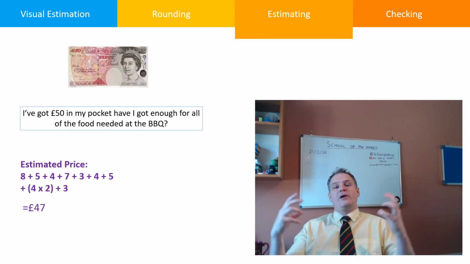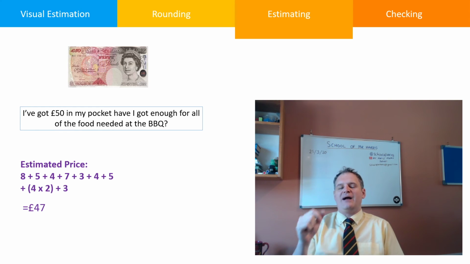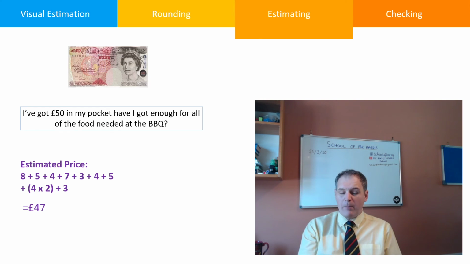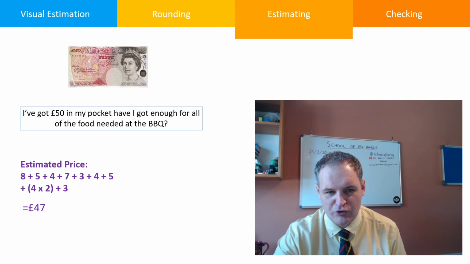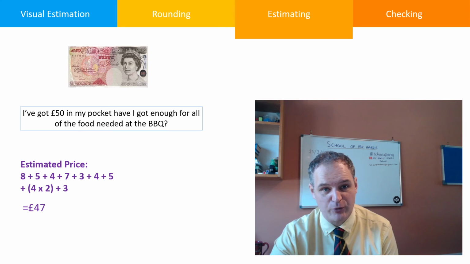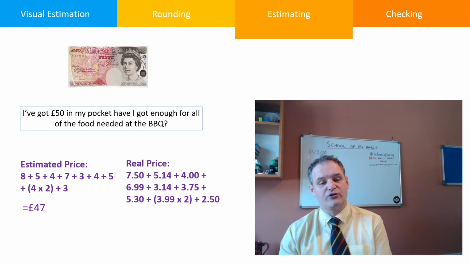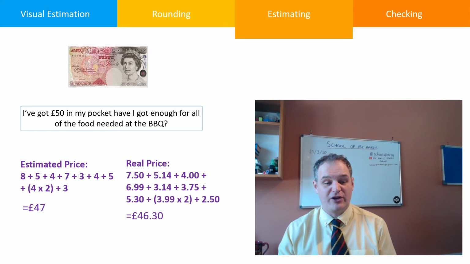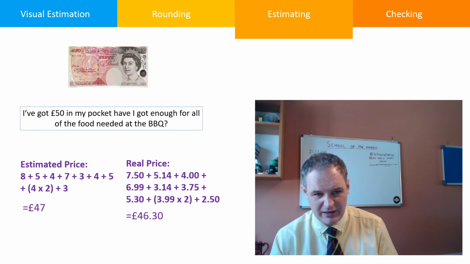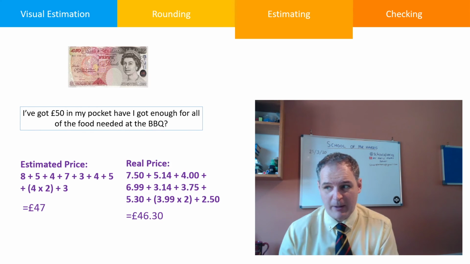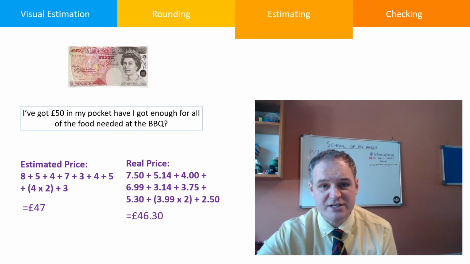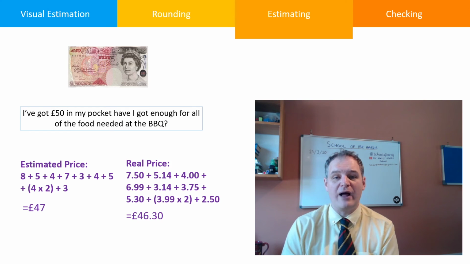So it looks like we probably have, and there's a window of £3 either side that will probably save us. So we probably have got £50. If we were going around the supermarket, we would probably be okay. The real price, you can see, actually gives you £46.30. So it's an overestimate by very little. That, all those different barbecue products, and we still aren't overestimating by all that much.